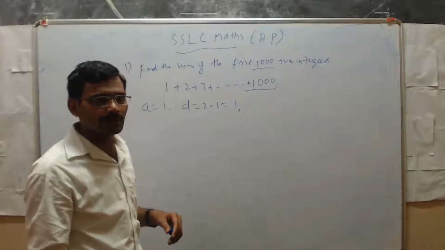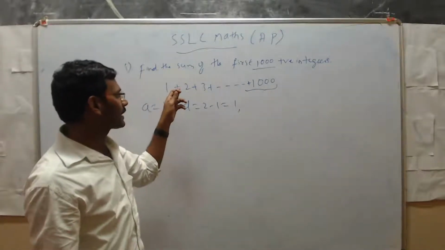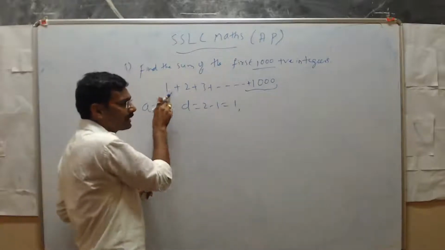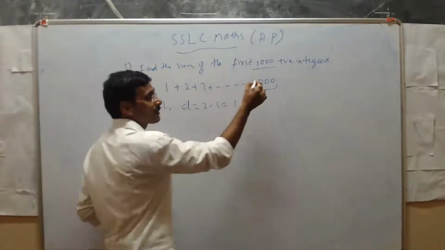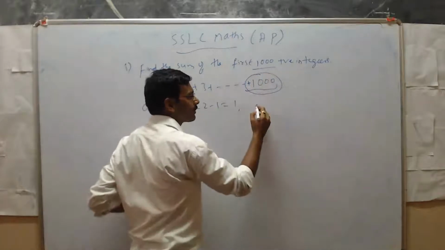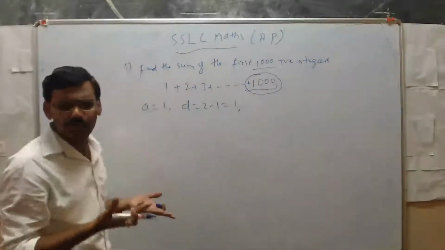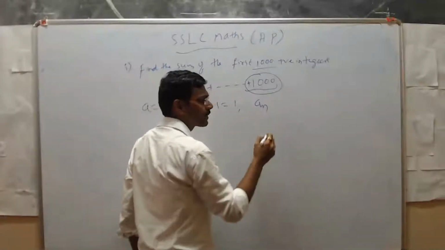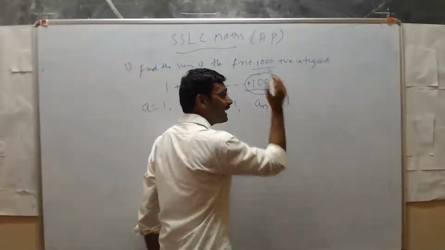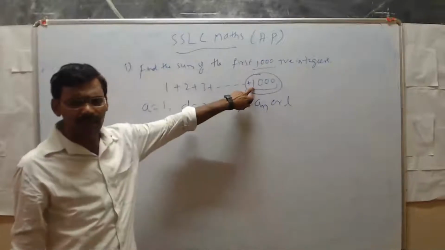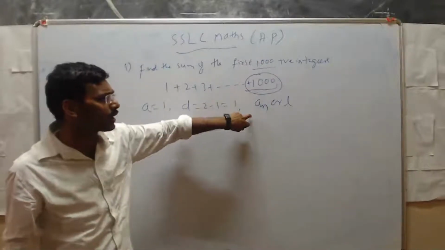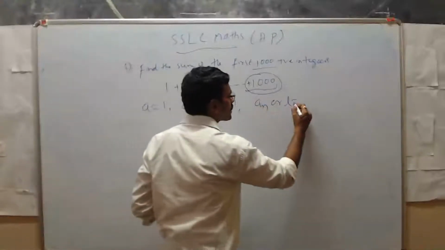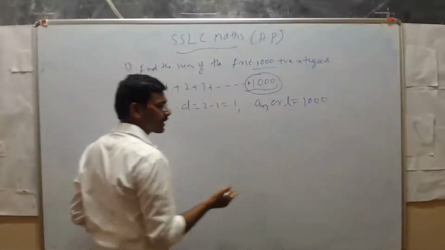Here, 1000. What is the position of 1000 here? The first term is 1, the second term is 2, the third term is 3, like this. First term is 1, d is 1. What is the last term? We don't know the exact position. The exact position of 1000 is considered as an or l. It is the nth term, an. It is the nth term or last term. The nth term or last term is equal to how much? 1000. Then what is the formula?